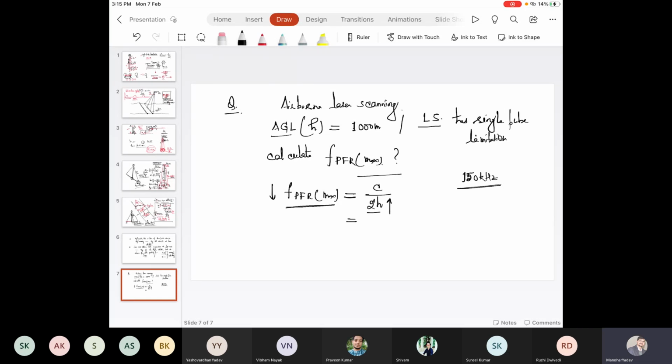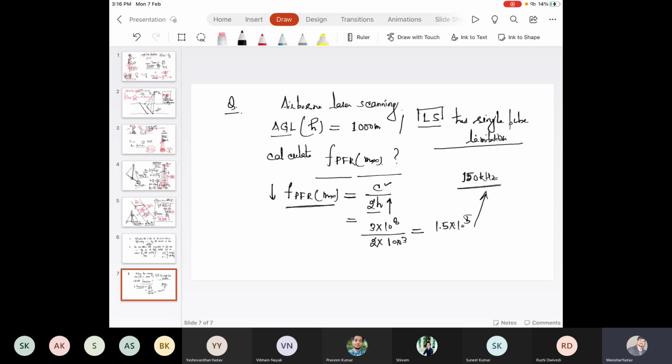So this h value is given, and the medium is air. So this speed of laser beam is considered as speed of light c. So 3 into 10 to the power 8, and your speed is 1 into 10 to the power 3. So what you will get? 1.5 into 10 to the power 5. It's 150 kilohertz.